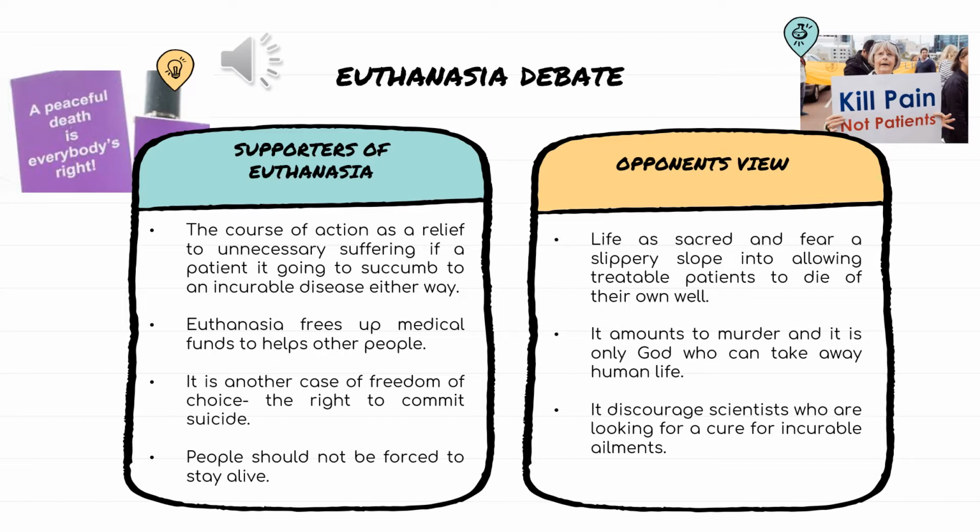Many patients in persistent vegetative states or in chronic illness do not want to be a burden on their family members. Euthanasia also frees up medical funds to help other people. Euthanasia is another case of freedom of choice, the right to commit suicide. However, opponents view life as sacred and fear a slippery slope into allowing treatable patients to die of their own will.